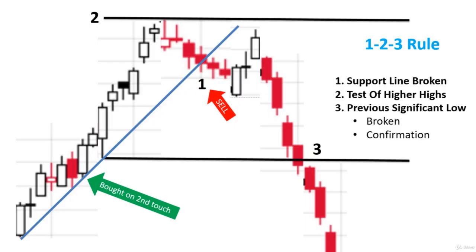That's that number 2 there. See how I draw on a line? Whatever was the highest point of that trend before it was broken, that's where I'm going to draw my line for my number 2 of the 1, 2, 3 rule. And you can see it was actually a red candlestick.